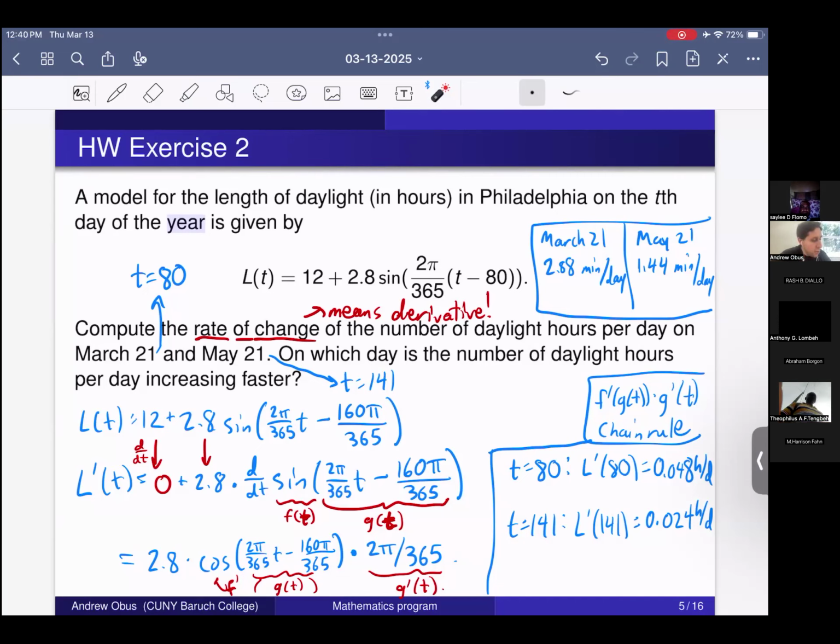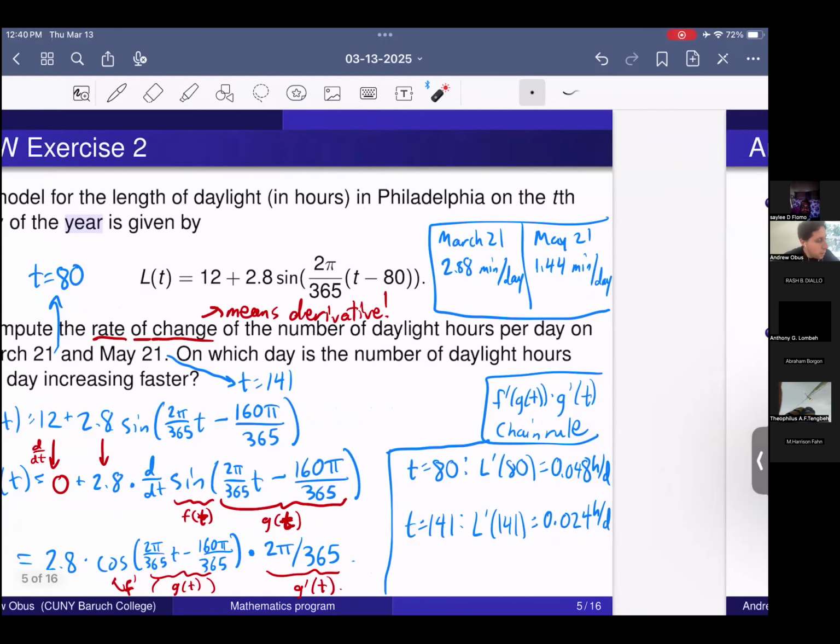Okay, so it's increasing faster in March than in May. In March, it's a rate of 2.88 minutes per day. In May, it's 1.44 minutes per day. The way that we got those numbers was just by punching in 80 and 141 for t in this expression.